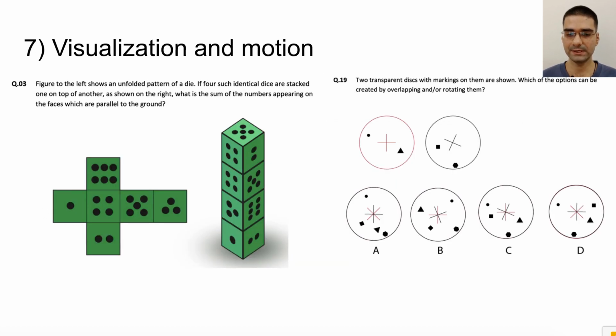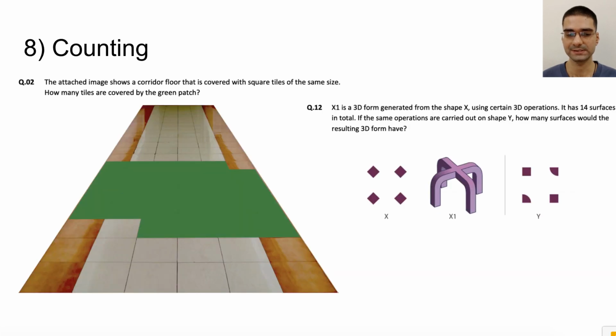The seventh is visualization and motion. By visualization, I mean that you have to visualize how an object will form after a certain set of operations is done to it. There are a lot of subsets of visualization questions, but I will restrict myself to the visualization questions which are shown here, which require 100% visualization and no other skills.